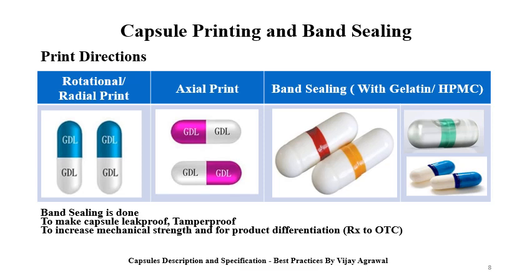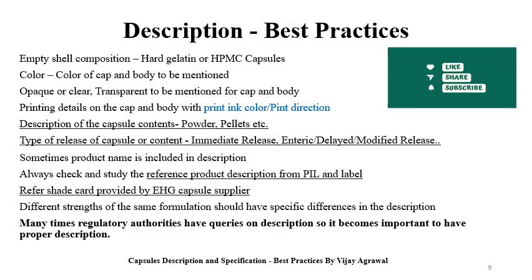Then band sealing. Band sealing is done with gelatin or HPMC for making the unique capsule product. Band sealing is done to make capsule leak proof and tamper proof. Sometimes liquid containing hard gelatin capsules are band sealed. The band sealing is also done to increase the mechanical strength and for product differentiation, that is from RX to OTC.